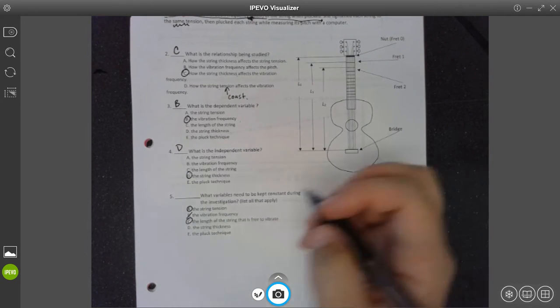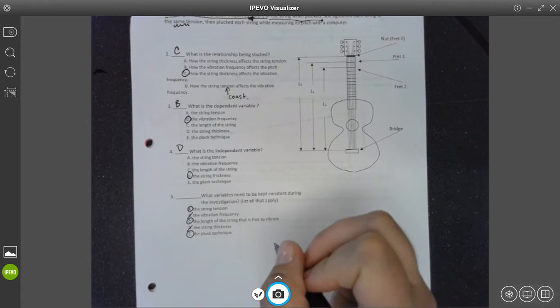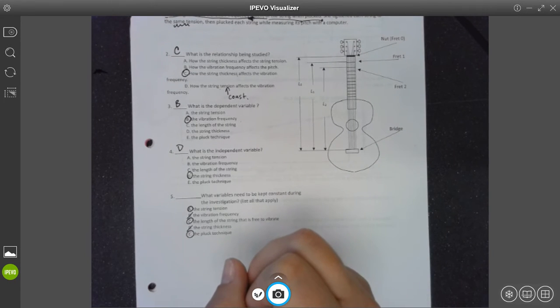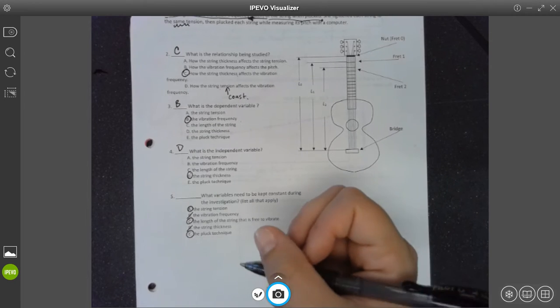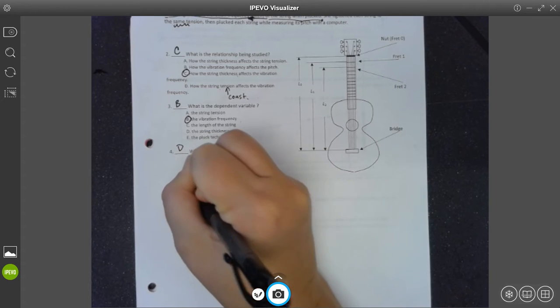String thickness, again, that was one of our variables. Pluck technique is probably important. With experiments like this, could you imagine that your technique might change if your hand got tired? So you're going to want to be careful about that. So if I was writing this online or to ACE.